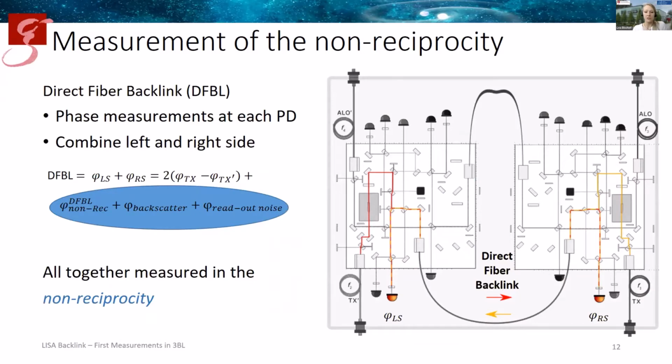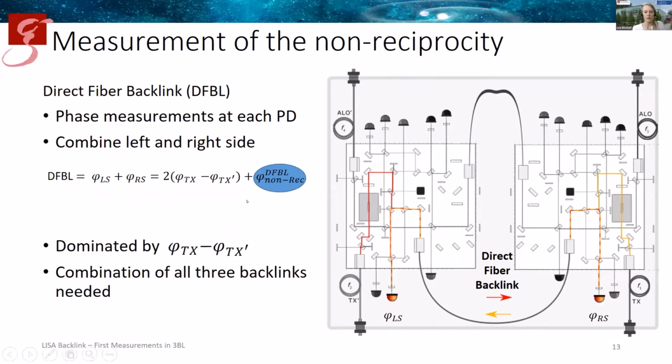So as I said, we want to measure the non-reciprocity in this experiment, and therefore we overlap the local beam with the backlink beam on both sides and combine the measurements on both sides. And what we get then is a noise term from the fibers and from the lasers in the TX and the TX dot beam. And then we have any kind of physical non-reciprocal effect that happens inside the fiber. We have the phase noise that comes from backscatter, which also acts as a non-reciprocal effect. And then, of course, we have all kinds of readout noise in an experiment. And all of this together is what we measure in our non-reciprocity. So this is all in one term.